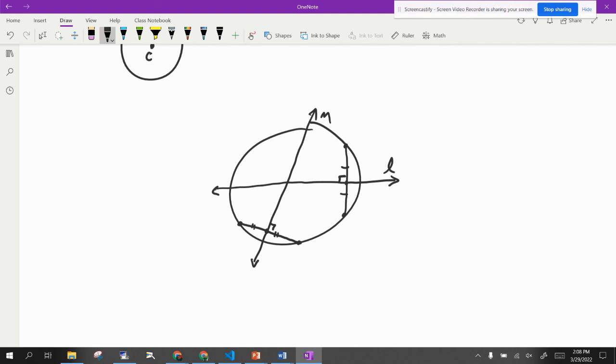Now let's think about this. The result that I discussed with you a moment ago says that the perpendicular bisector of a chord always passes through the center of the circle. So L passes through the center of the circle, and M passes through the center of the circle. That is, both L and M pass through the center of the circle. Where is the center of the circle?